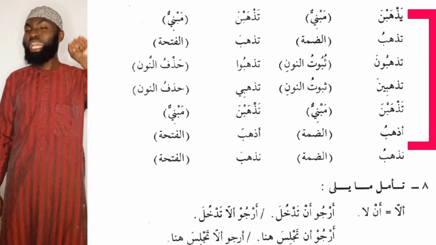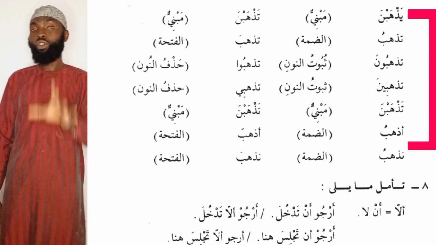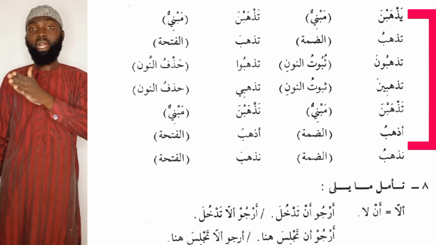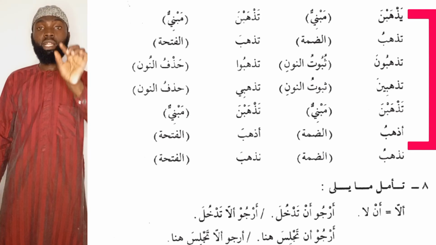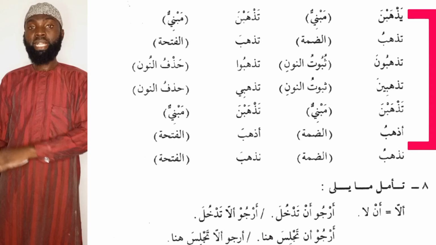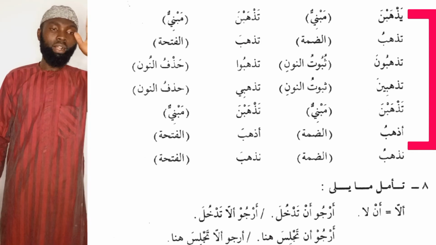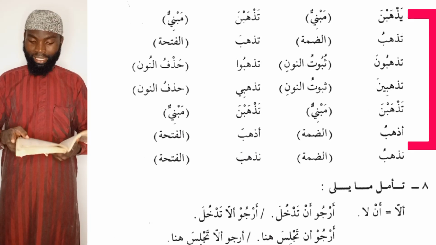So we have mentioned earlier, previously at the beginning of the lesson, that these present tense verbs, they are categorized into three. The first category is they will carry dhamma when they are in the rafu case and fatha in the nasbu case. The second category are those that have nun at the end of it. The nun will remain when they are in the rafu case, and the nun will be omitted when they are in the nasbu case. And the third category are those that are built, they don't change, they are always yadhhabna or tadhabna. MashaAllah. Ta'ammal ma.